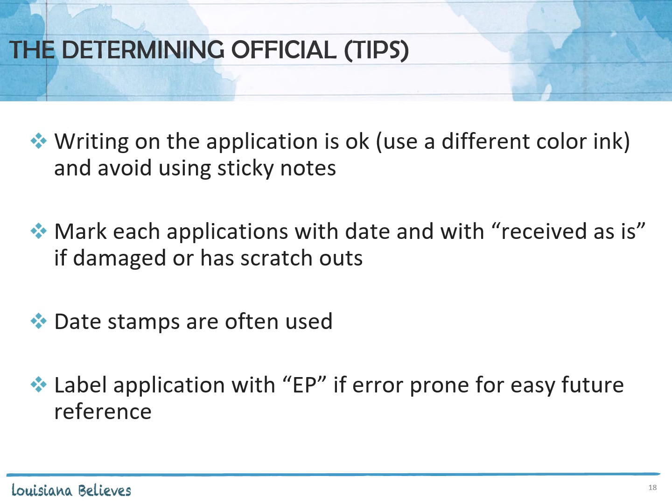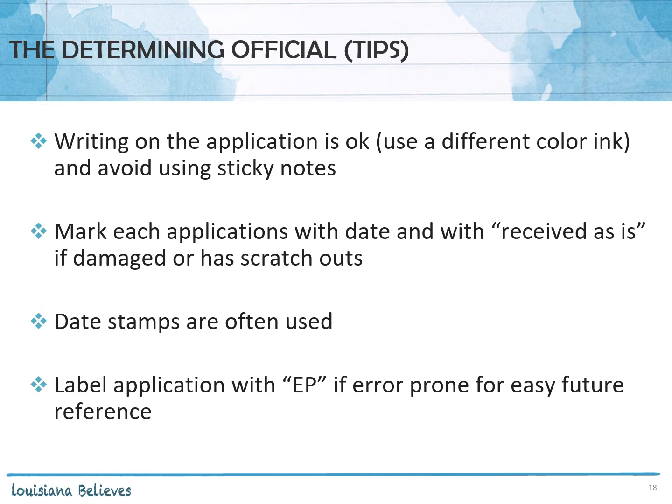Here are some tips for the determining official or officials. Writing on the application is okay, but use a different color ink to make it apparent that you are adding a note to the application. Also, please avoid using sticky notes, which can come detached from the application. Mark each application with a date and with "received as is" if the application is damaged or has scratch-outs on it. Never use whiteout on an application. If you make an error, strike through and initial and date the error.